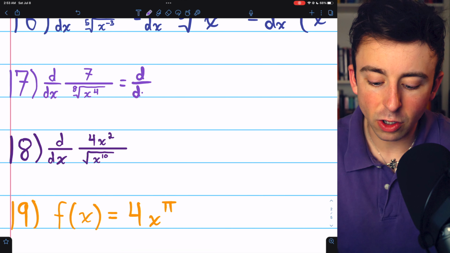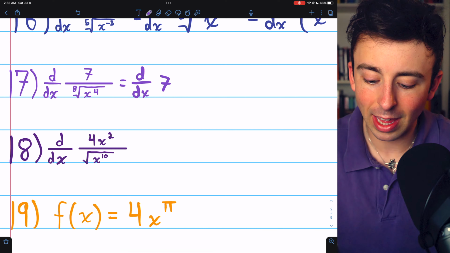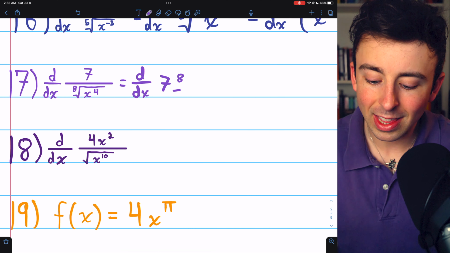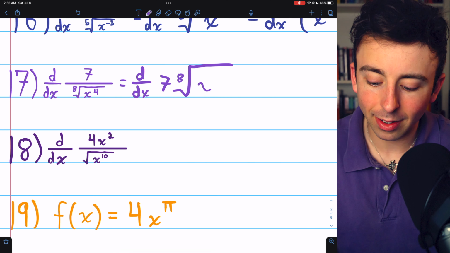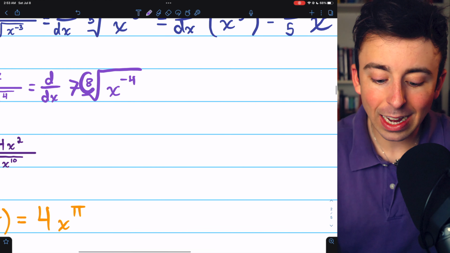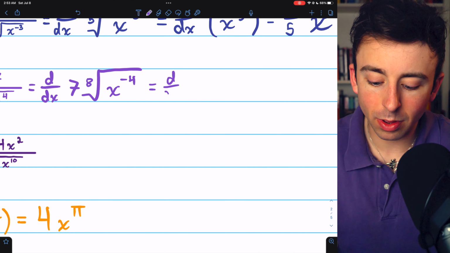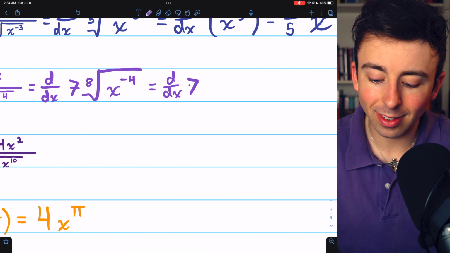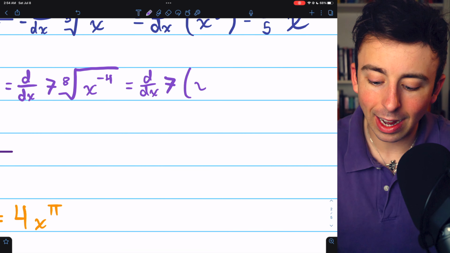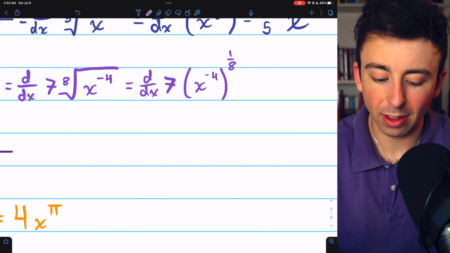So this is the derivative of 7. Like I said, don't ignore your 7, just leave it there. It's not going to cause any problems. Then we have the 8th root of x now to the negative 4 because we moved it to the numerator. An 8th root, though, is the same as an exponent of 1 over 8. So this is the derivative of 7 multiplied by x to the negative 4th to the power of 1/8. That's what the 8th root is as an exponent. Now we can multiply those exponents together.